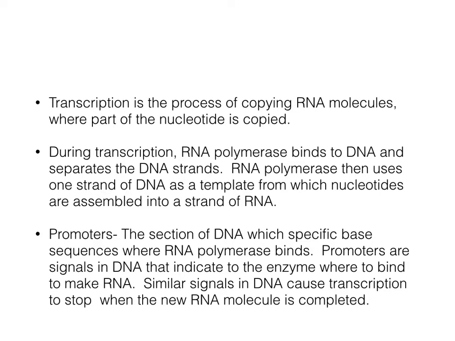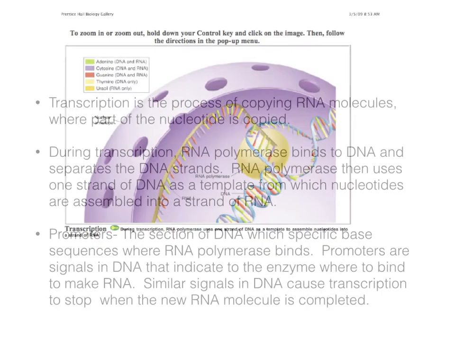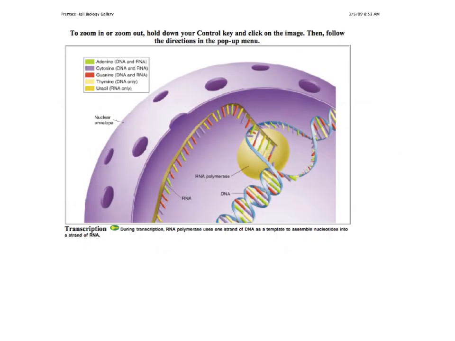off it. Now, promoters are sections of DNA with specific base sequences where the RNA polymerase binds. So promoters are signals in the DNA that indicate to the enzyme where to bind to make RNA. And similar signals in the DNA cause transcription to stop when a new RNA molecule is completed. Let's take a look right here. We can see the DNA double helix unwinding, the RNA polymerase forming mRNA as it moves along.